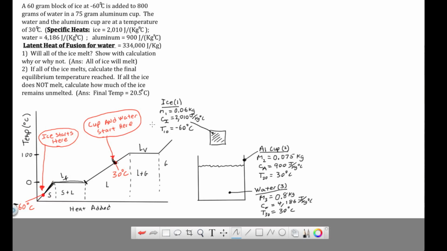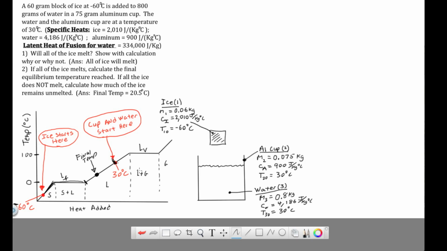Okay, so in the first question, we were asked to find if all of the ice melted. And we found out that there was plenty of energy from the cup and the water to melt all of the ice. So the second question says if all of the ice melts, which we now know it does, we're going to calculate the final equilibrium temperature reached. So the equilibrium temperature is the final temperature, and that's going to be somewhere in here. So I'm going to put a dot right here on this graph, and this represents the final temperature right there.